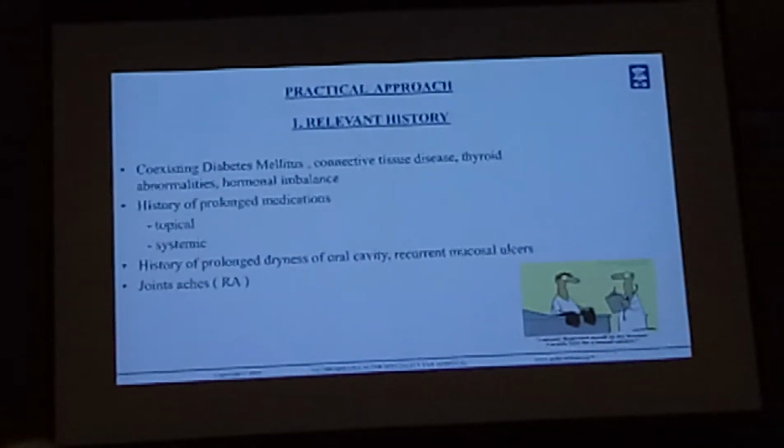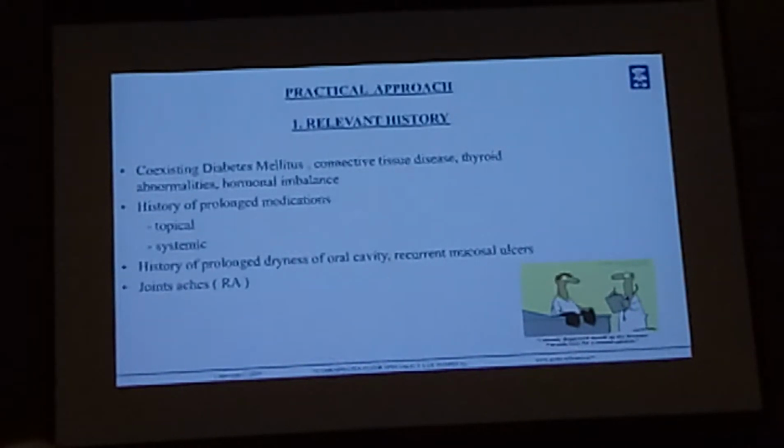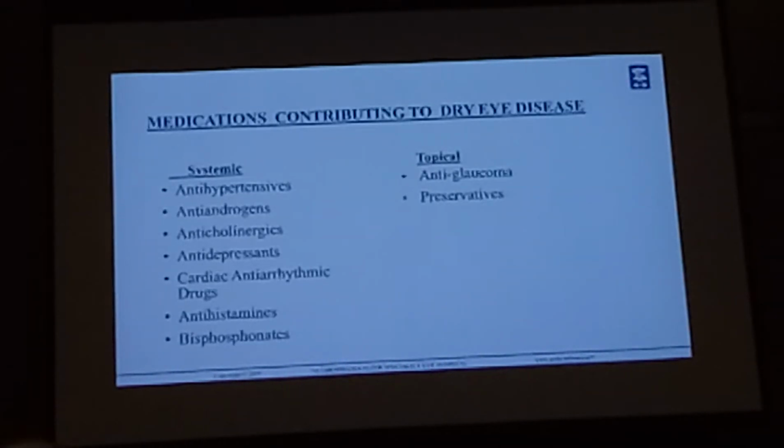First, it's very important to take the relevant history. Look for coexisting conditions like diabetes mellitus, connective tissue disorders, thyroid abnormalities, or hormonal imbalance, because all of these can contribute to OSD. Some of the older patients coming to you may have a history of prolonged medications, either topical or systemic, and you have to take a history of those. There can be a history of prolonged dryness of the oral cavity or recurrent mucosal ulcers, especially in women, so this is also something that you need to consider, and ask for history of joint pains and joint aches, because they may point to rheumatoid arthritis and dry eye.